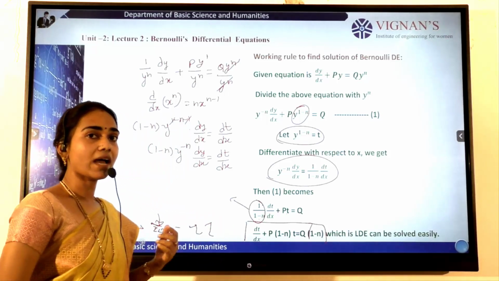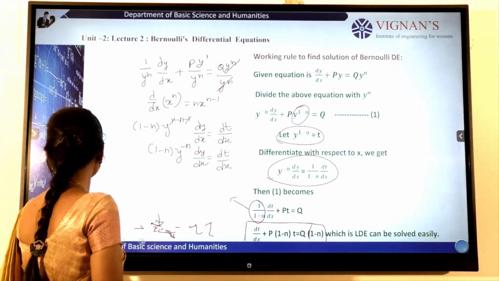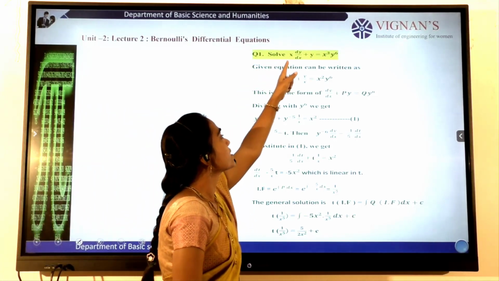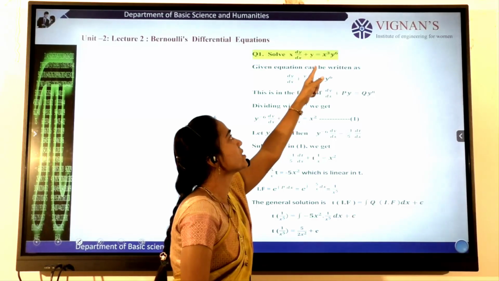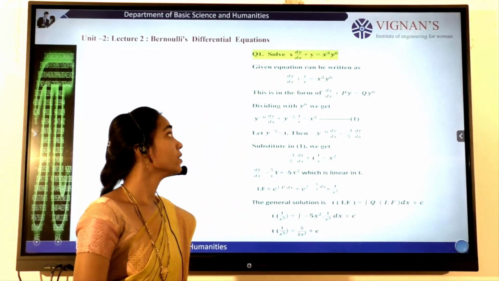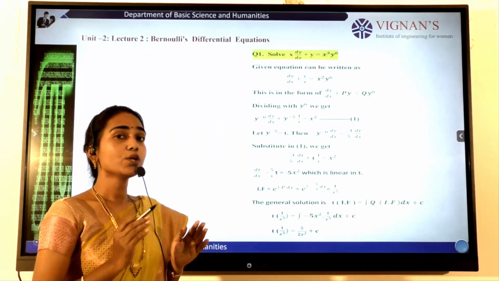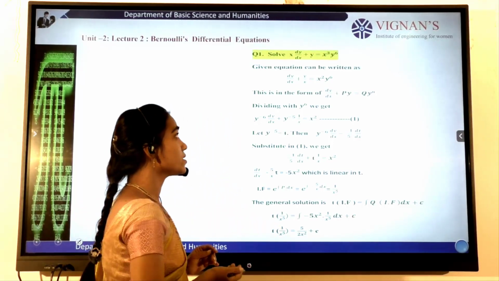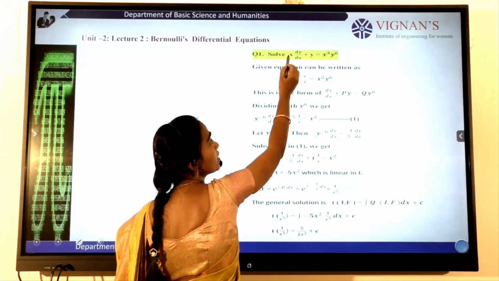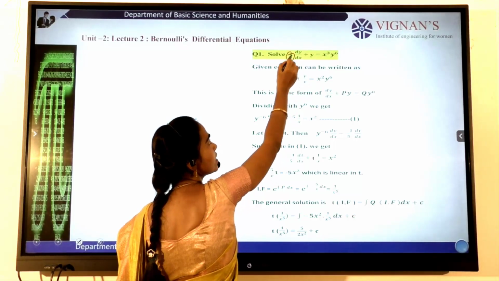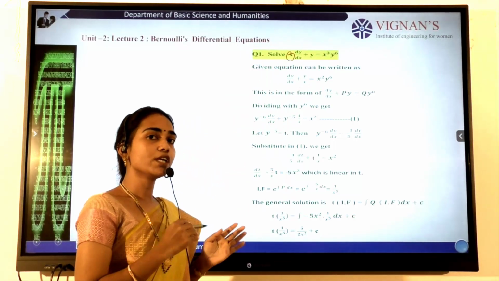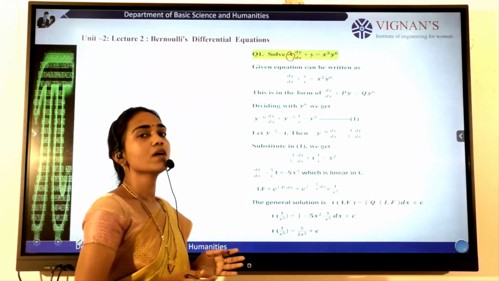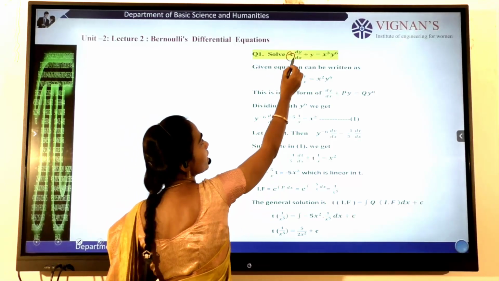So let us have a look at the first example. Solve x into dy by dx plus y is equal to x cube into y power 6. First we need to convert the given equation into a Bernoulli's differential equation. First observe the first term. If we look at the first term, we have the extra term x here. So we need to divide the entire equation with x to get the general form. So let us divide the equation with x.